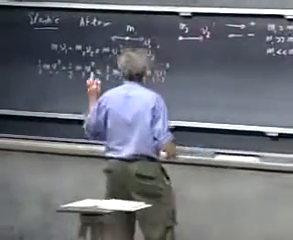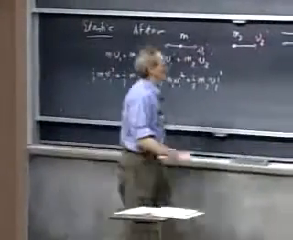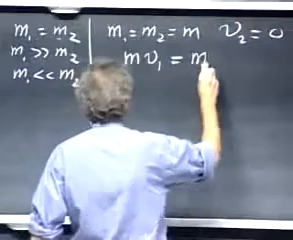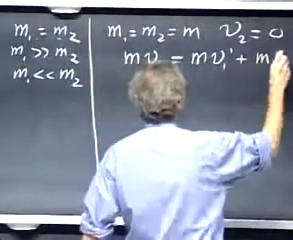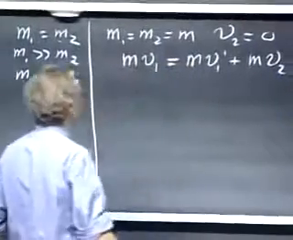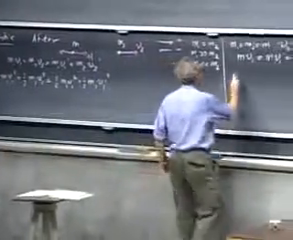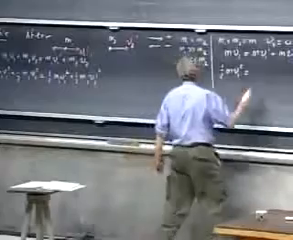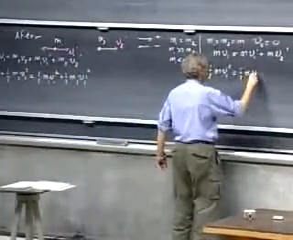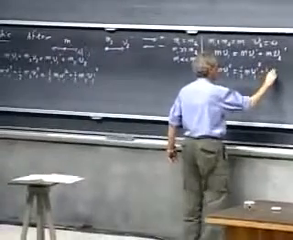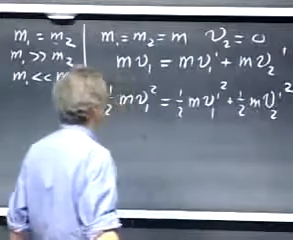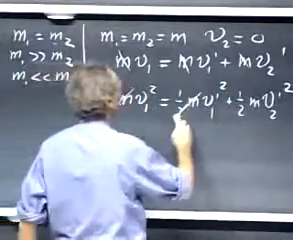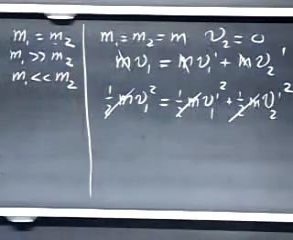Very special case. So the conservation of momentum now becomes much simpler. m times v1, there is no v2, equals m v1 prime plus m v2 prime. Conservation of kinetic energy is 1/2 m v1 squared equals 1/2 m v1 prime squared plus 1/2 m v2 prime squared. Notice that now I lose my m's, which is very convenient. Here I lose my 1/2 m's even. And this is very easy to solve.